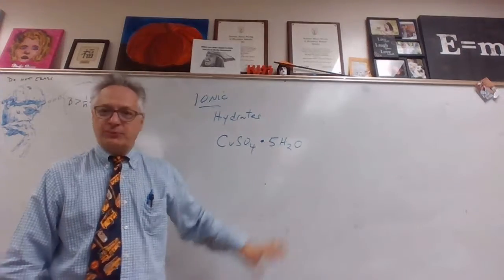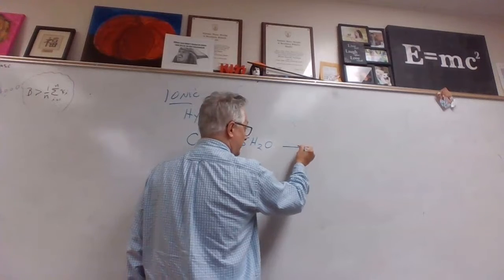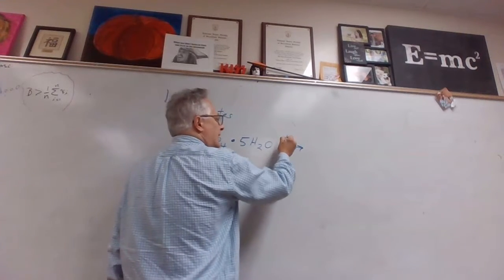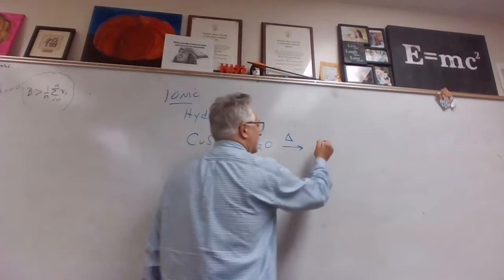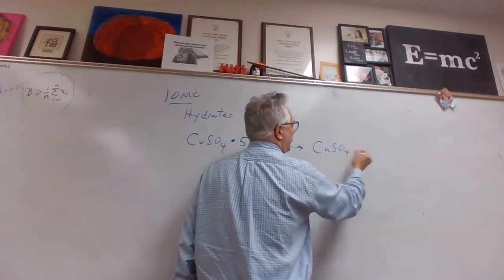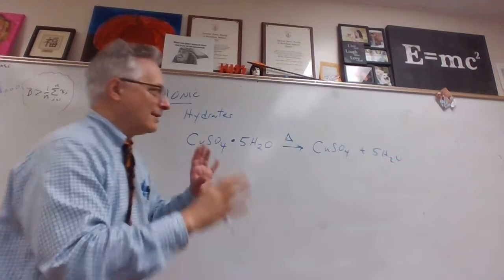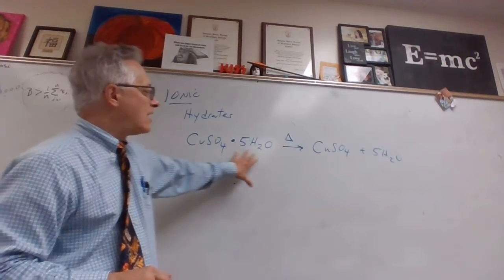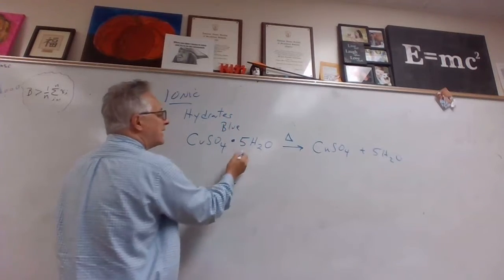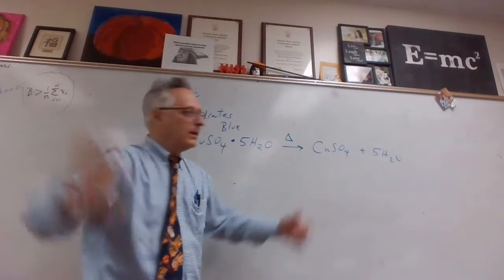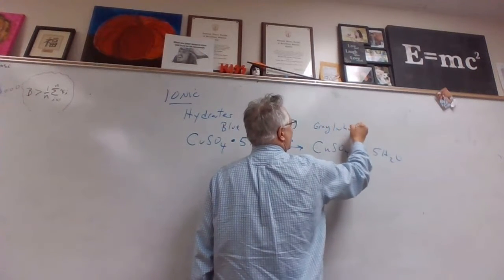Now, hydrates are pretty interesting because if we heat these things up, which is exactly what we're going to do lab after next, that little triangle above the arrow means heat, you're going to get something pretty interesting. You're going to get copper sulfate plus 5 waters that sort of cook off. We're going to get more into the technicalities of this. But this compound here is a beautiful blue color. Just by heating it up, we drive those water molecules out, and we get this white, gray-white compound.